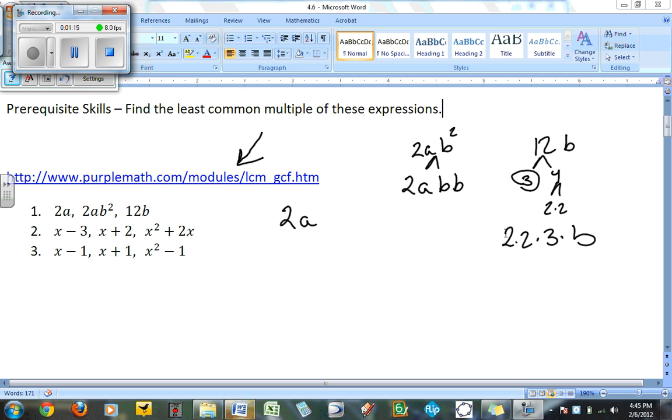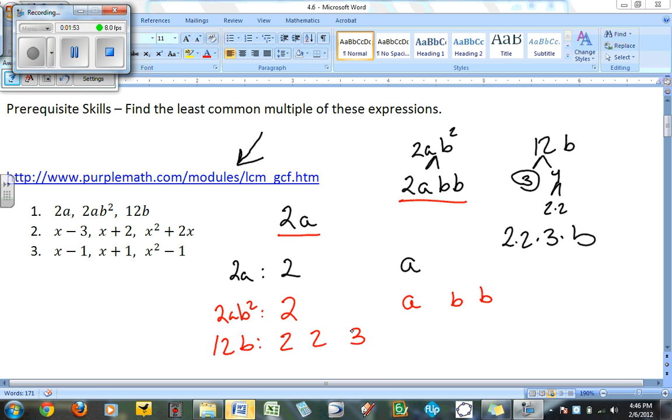Then in order to find its least common multiple, I write it out in columns. So 2a was broken down to 2 and a, so I'm going to have a 2 column, and somewhere over here an a column. Then for 2ab squared, I fill in my 2 because I have a 2 column, I have an a column, and then I'm going to need 2 b's. I'm writing their prime factorization, what I got up here, in the columns. And then for 12b, I had a 2, and then another 2, and then a 3. I didn't have an a, but I had one b.